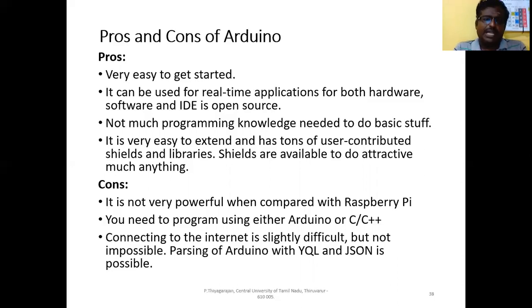task. The disadvantage mainly with this Arduino platform is that it is not as powerful as Raspberry Pi. And if you want to code in Arduino, you have to code only with C and C++. You have to have some knowledge of C and C++. You cannot use Python in Arduino. It will only work on C and C++. And the third main disadvantage is that connecting to the internet is difficult. It's possible, but it's difficult.